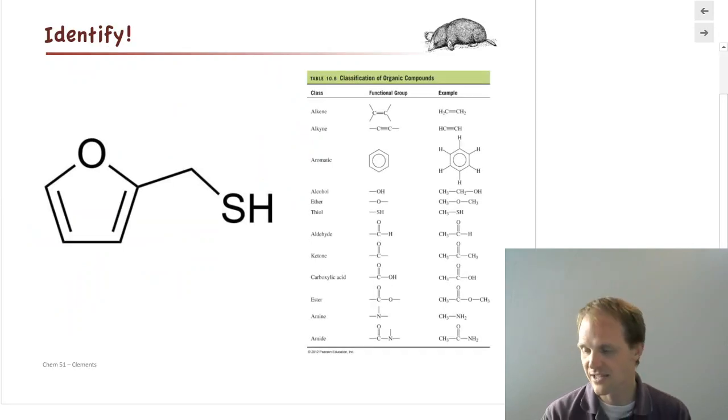All right, your next one is your Starbucks smell. So this is one of the primary odorants, it's not the only one, but one of the primary odorants in the smell of roasted coffee. So we're going to go ahead and look at this one.